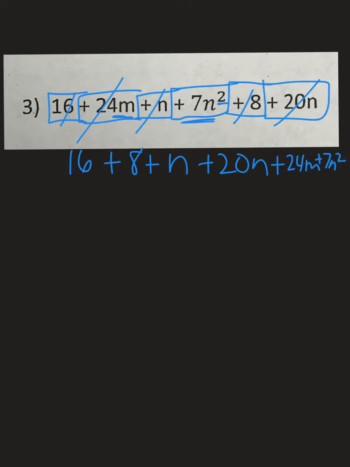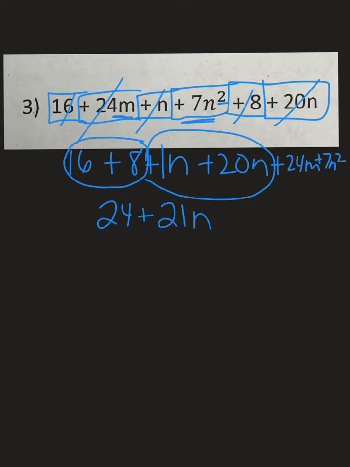Now that we've got our like terms next to each other, let's go ahead and combine. So we've got 16 plus 8, which would give us 24. We've got our like term n's right here. Remember, there is a 1 in front of that. So we have plus 21n because it is 1n plus 20n. Remember, we said there are no other m's here. So we are just going to rewrite 24m. And then there are no other n squared. So we're going to write plus 7n squared. And this would be completely simplified. Again, it does not matter what order you write it in.